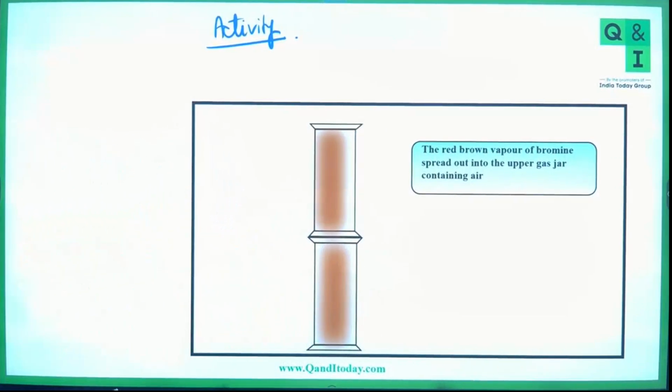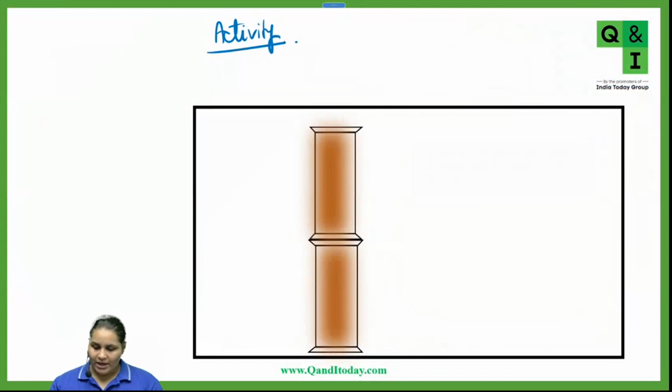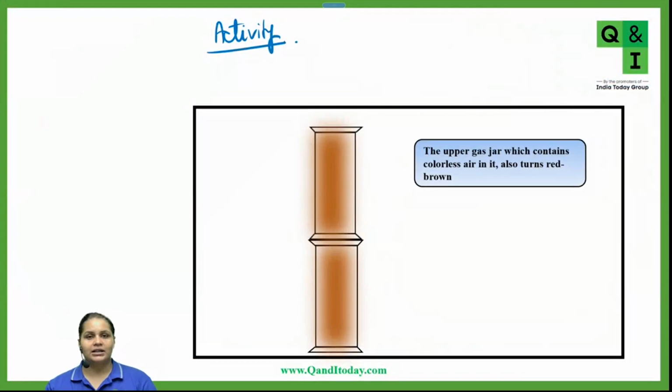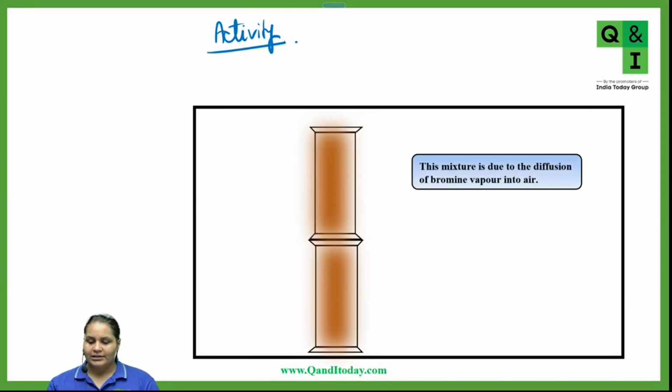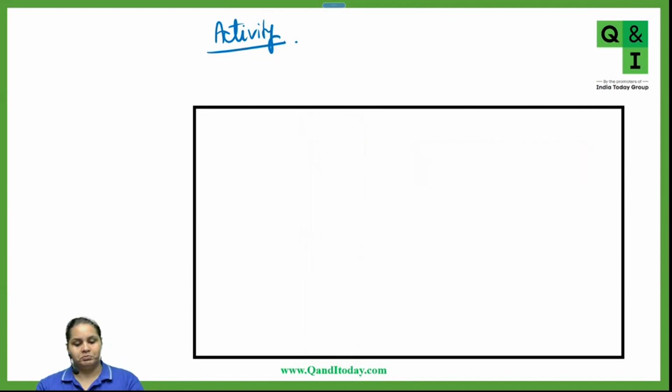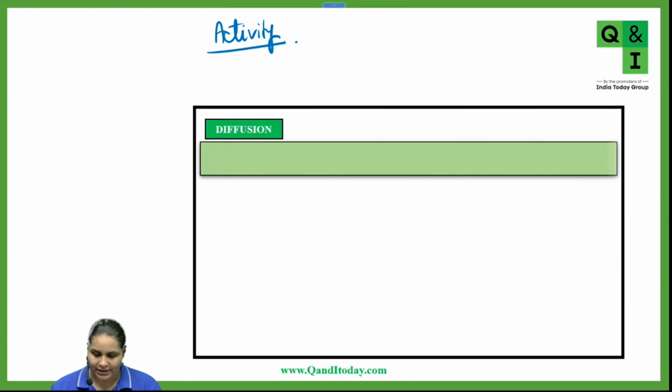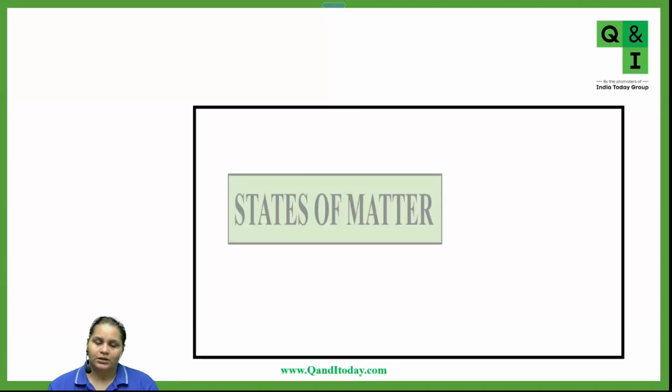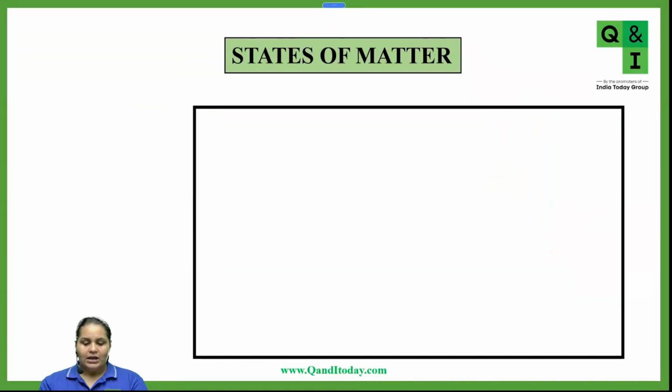Okay, fine. Coming to the next one. So we understood what is there. The upper gas jar, which contains colorless air in it, also turns red-brown in color. And this mixing is due to the diffusion of bromine vapor into air. Fine. So this is something I wanted to tell you before starting the states of matter.